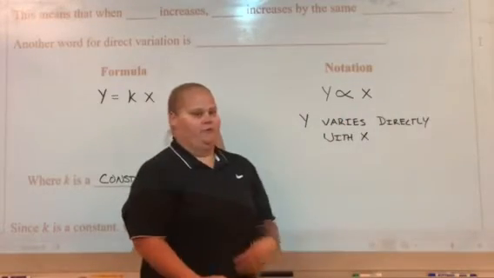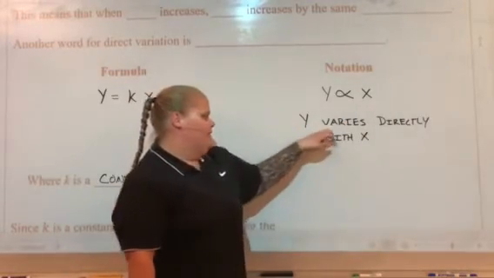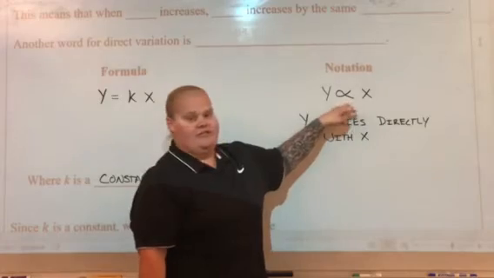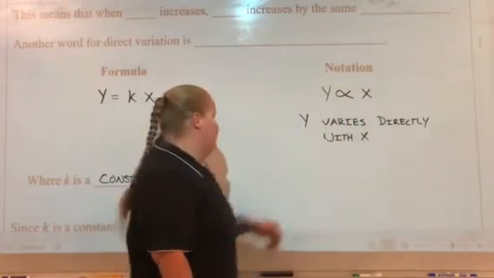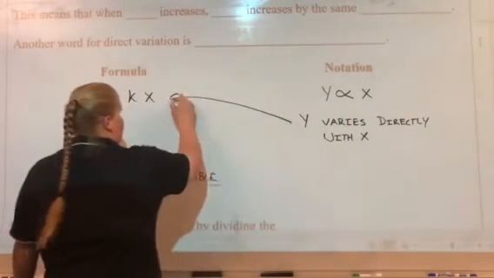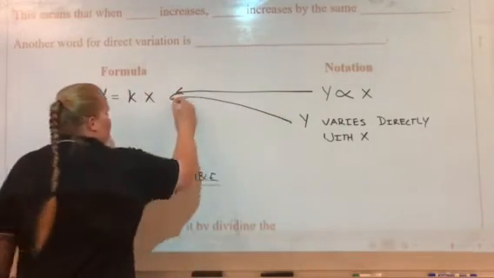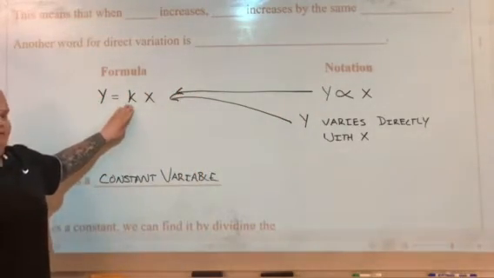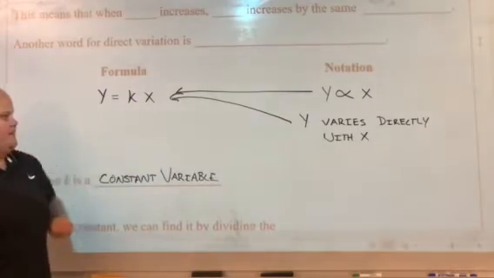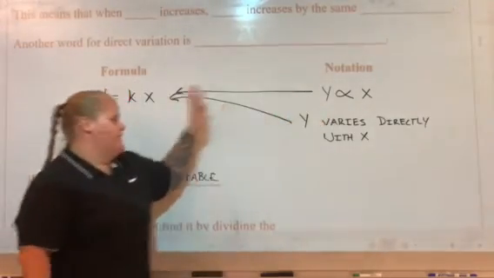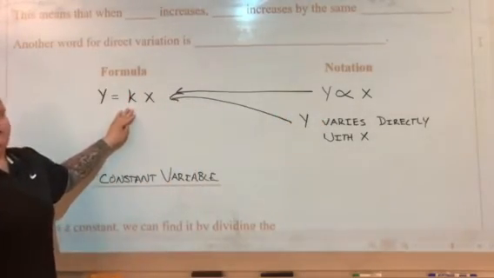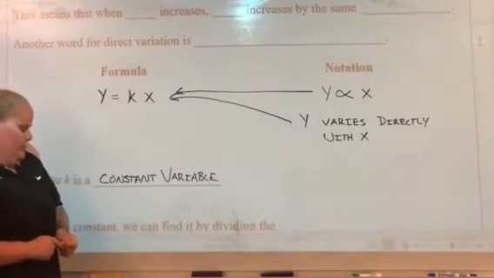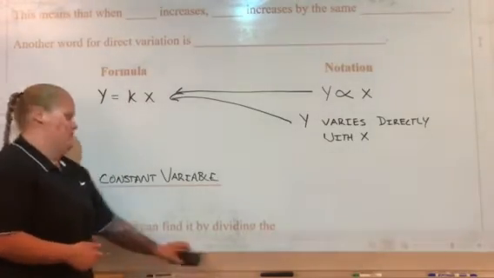When you read a problem, and it says y varies directly with x, or it gives you this symbol, what it means is this formula. These both mean that you need to use this formula, y equals k times x. When you see these two things, this immediately should be the formula that you go to. We're going to look at some examples of direct variation.